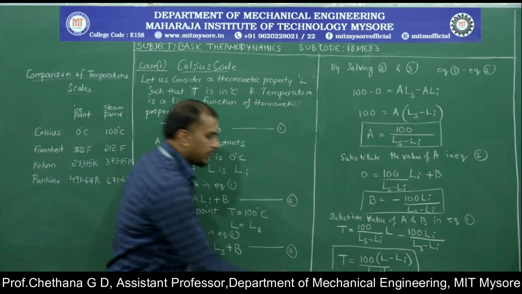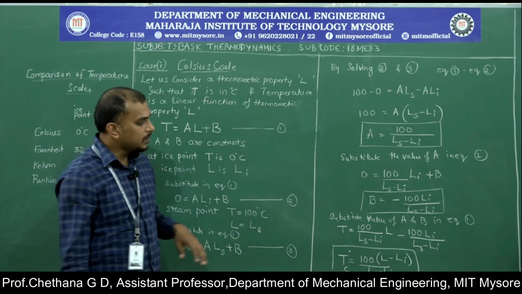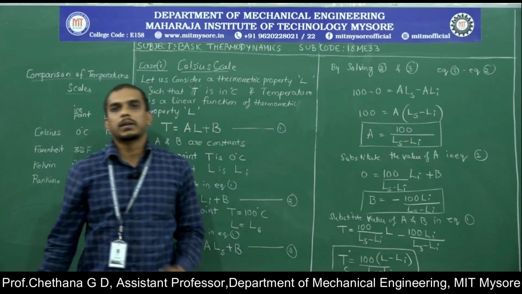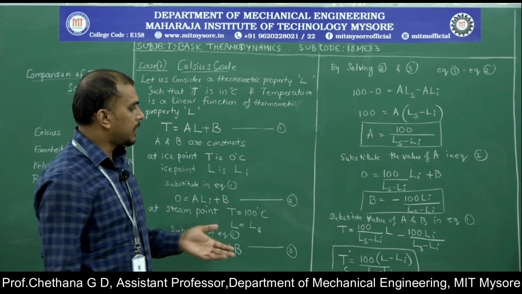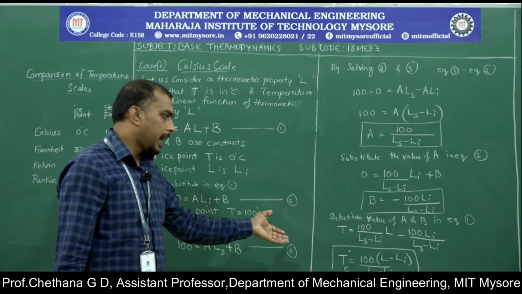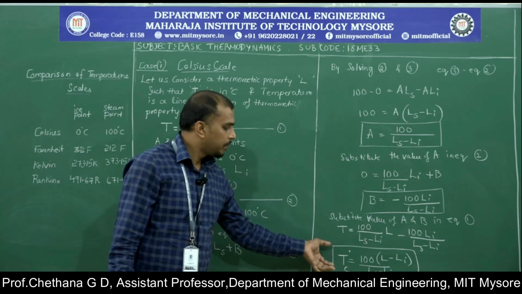So this is the expression for temperature in degree Celsius. Sometimes in some of the books, instead of L, they may follow the thermometric property as X. In that case you get an expression 100 into X minus Xi divided by Xs minus Xi. So what does this expression mean to us?